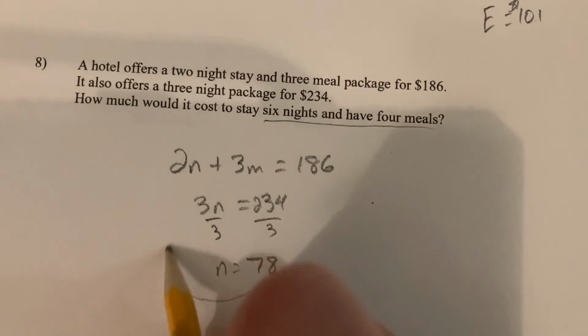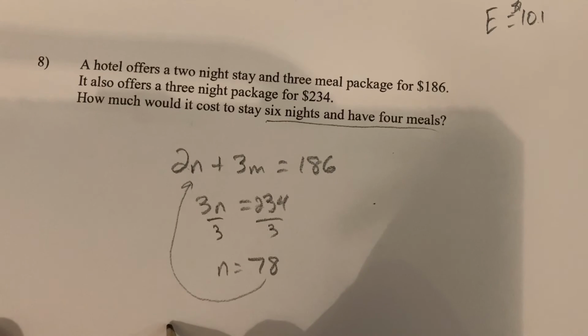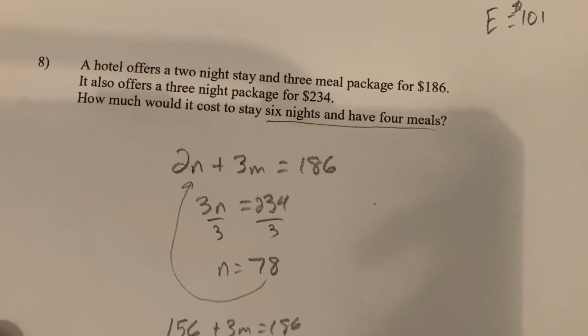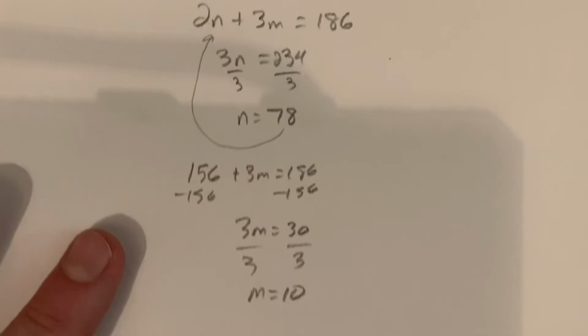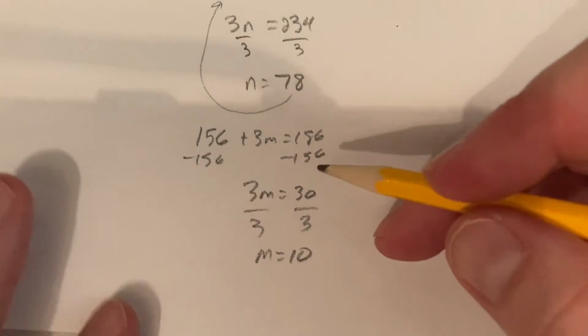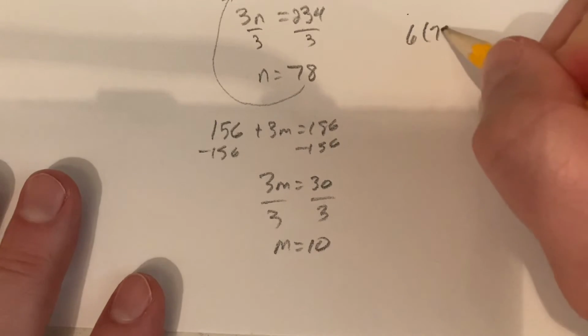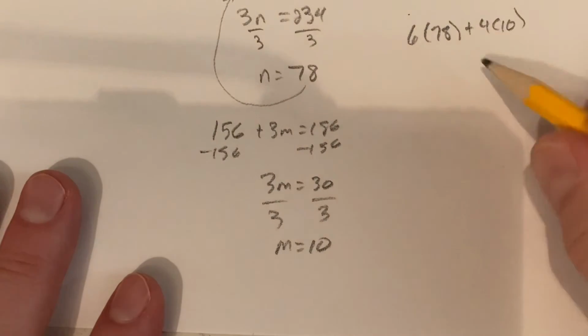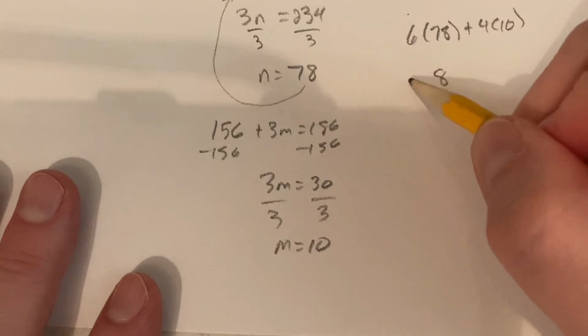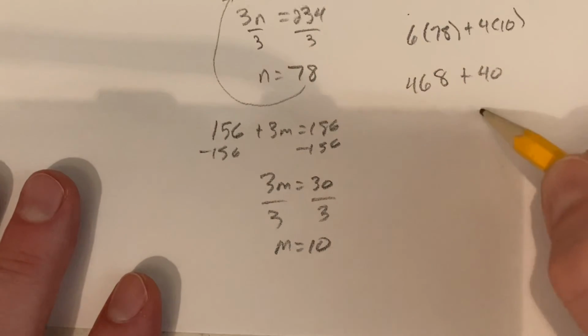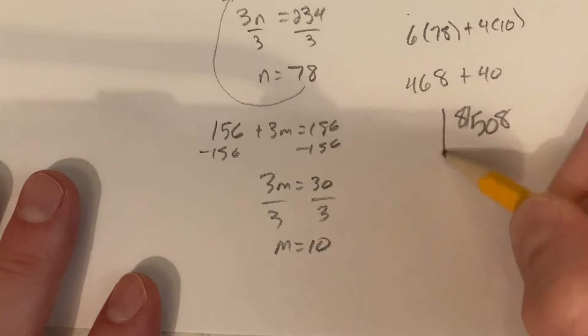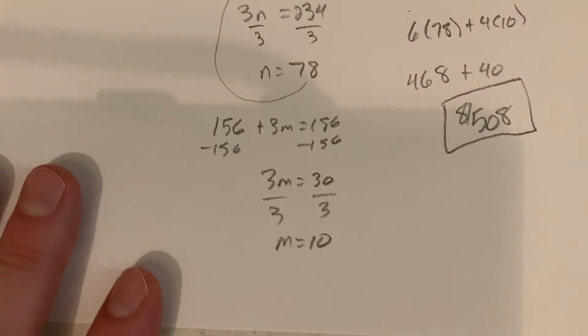Okay, and then if we put that back in here, 2 times 78 is $156 plus 3 meals equals 186. Subtract 156. 3 meals equals $30. Divide by 3, and the meals are $10. Okay, so now we have each individual cost. So to do 6 nights and 4 meals, we're going to go 6 times 78 plus 4 times 10. So let's see, this is going to be 468 plus 40. It'll cost you $508 to do something like that. All right.